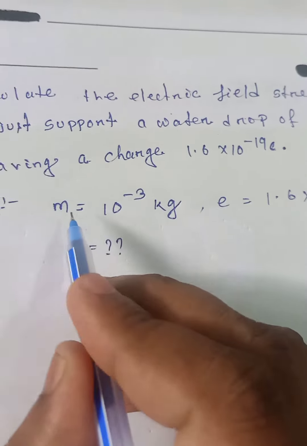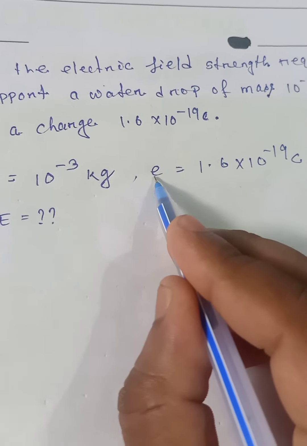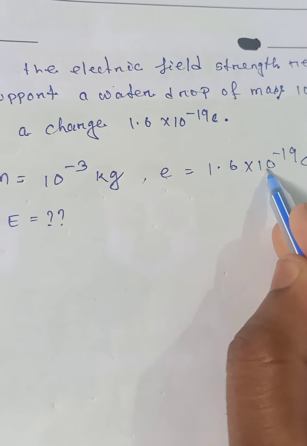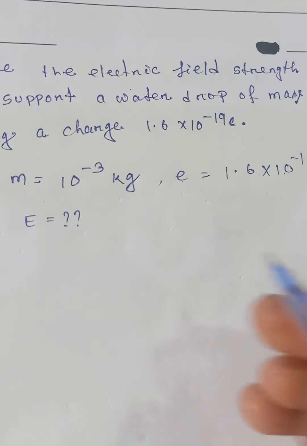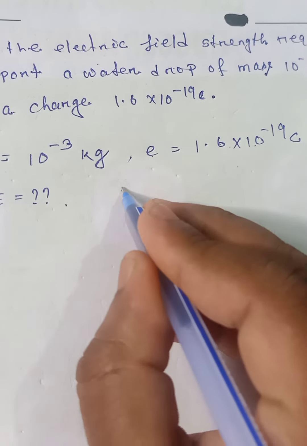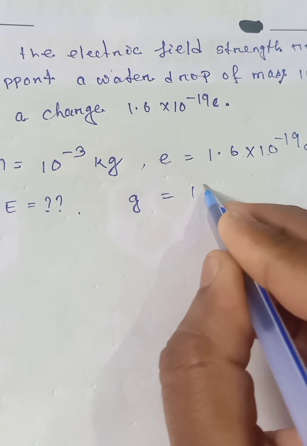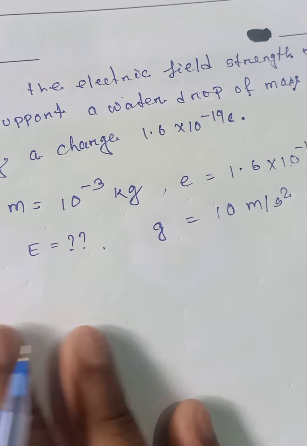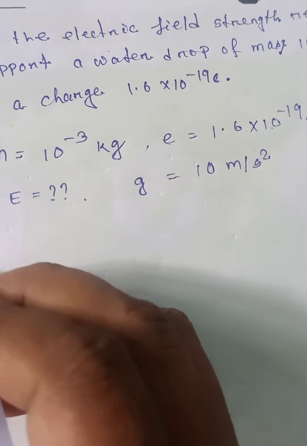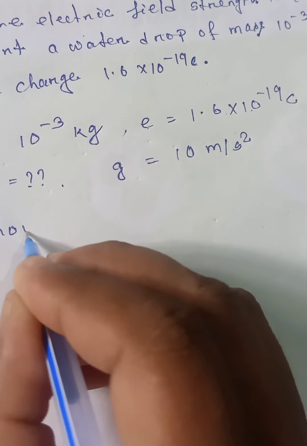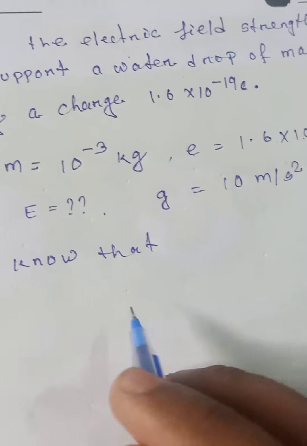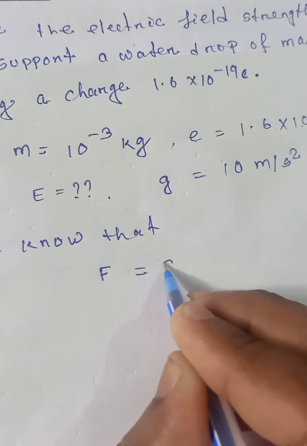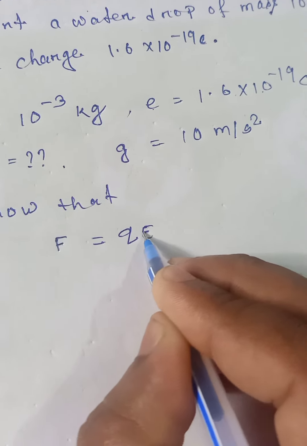So mass is given, and the charge of the electron is given. Now we have to calculate the electric field. Since mass is given, the acceleration due to gravity is 10 meter per second square. But we know that force equals Q into E.